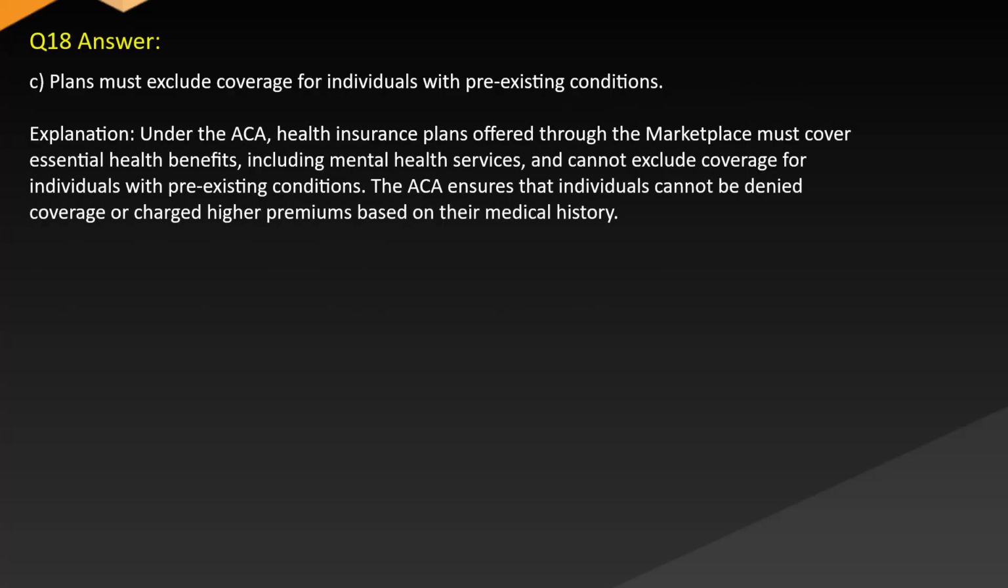Answer: C. Plans must exclude coverage for individuals with pre-existing conditions. Explanation: under the ACA, health insurance plans offered through the marketplace must cover essential health benefits, including mental health services, and cannot exclude coverage for individuals with pre-existing conditions. The ACA ensures that individuals cannot be denied coverage or charged higher premiums based on their medical history.